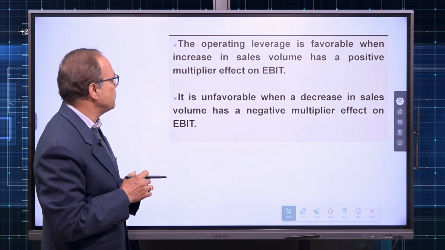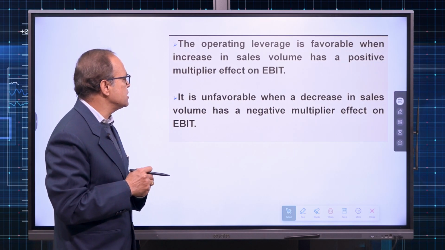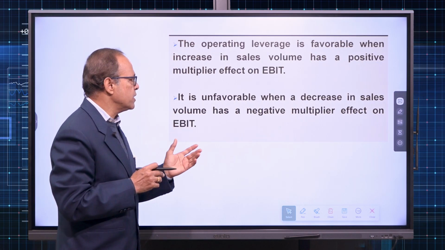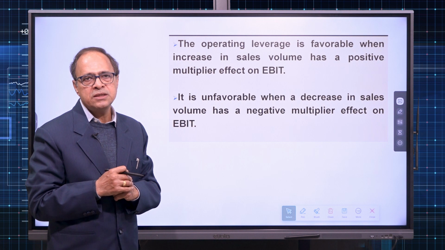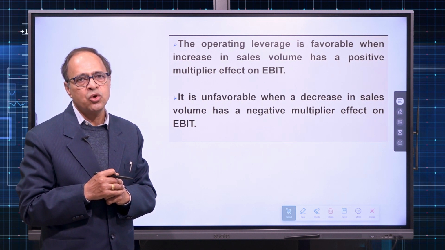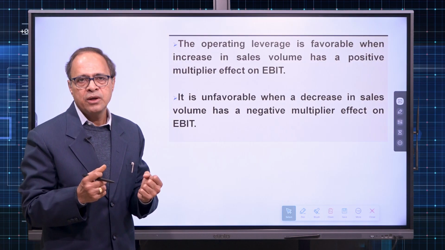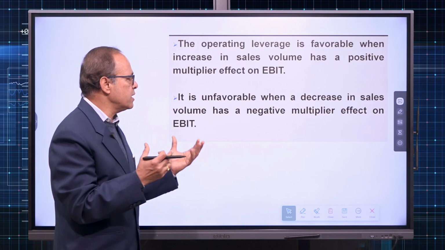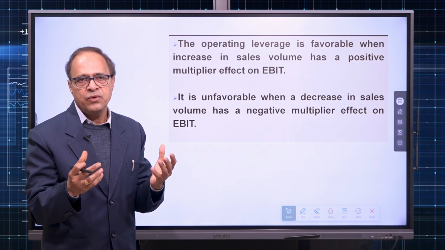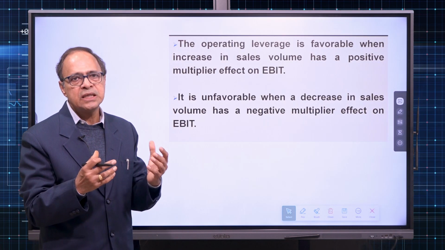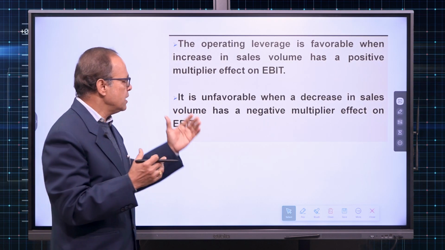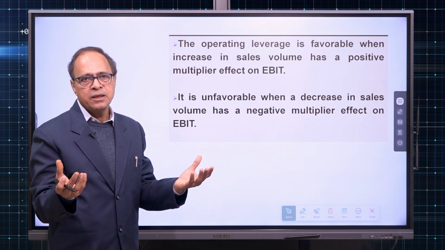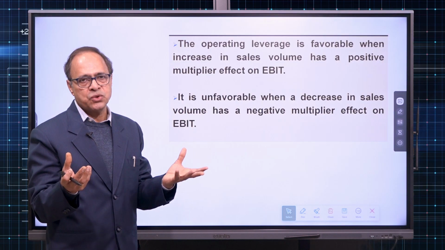The operating leverage is favorable when an increase in sales volume has a positive multiplier effect on EBIT. Whereas operating leverage is unfavorable when a decrease in sales has a negative multiplier effect on the operating income. It is apparent too. If sales keep on increasing day in day out, then definitely Hotel A will have more operating profit with the increased sales. Whereas if sales keep on decreasing, they will have more operating losses. The point is simple. That particular thing relates to fixed cost.